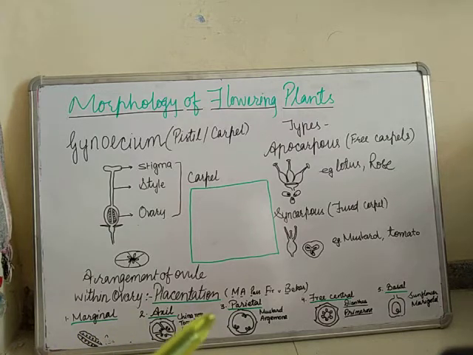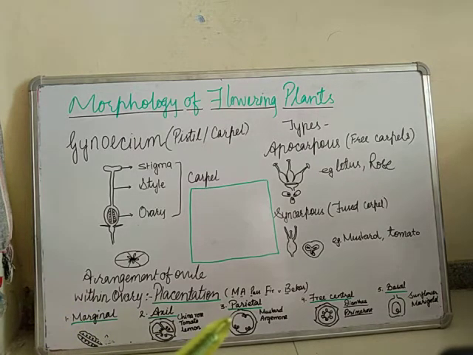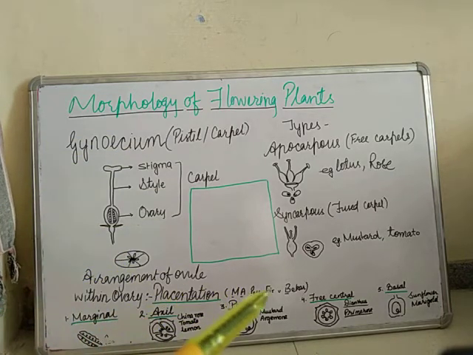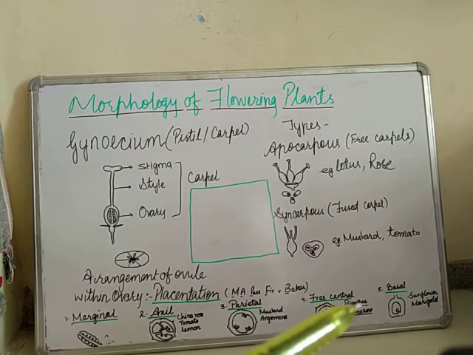The formula is MAPFB. M for marginal, A for axile, P for parietal, then F for free central, and B for basal. The B you don't have to use, that is only to complete one sentence.